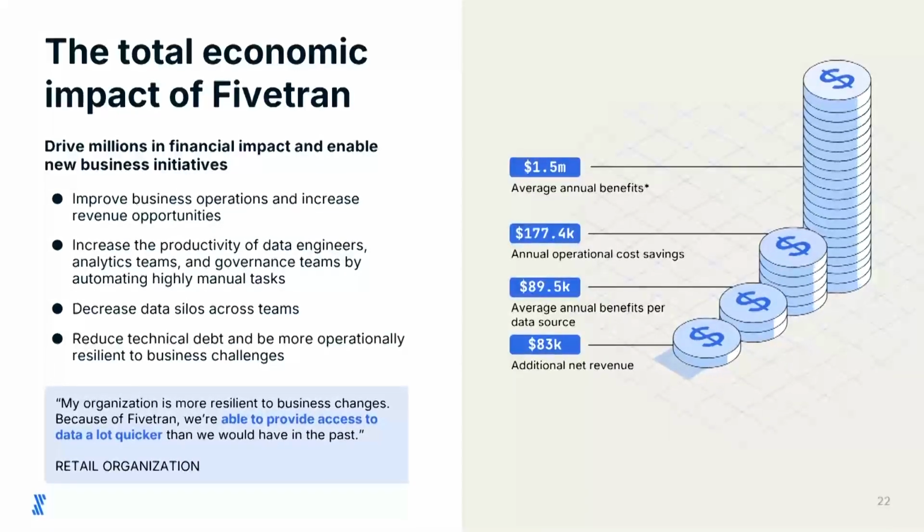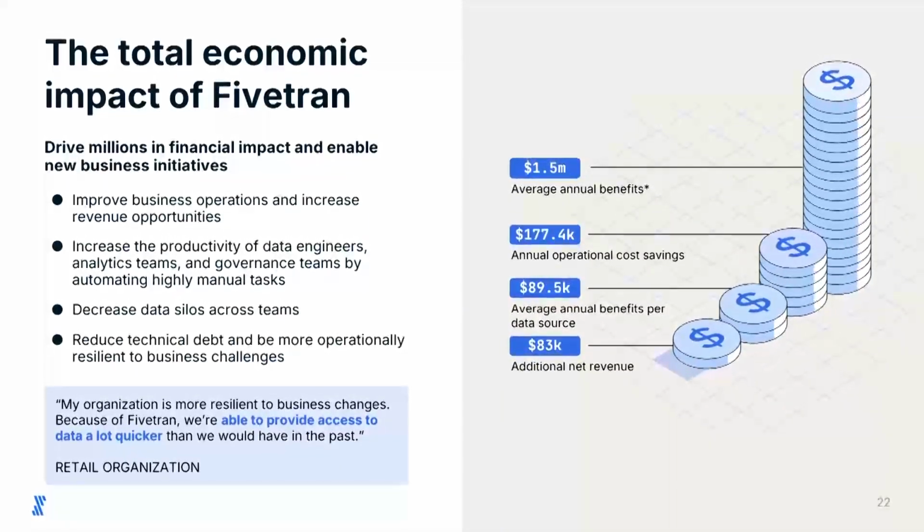And so this is some statistics from one of our retail customers. Some values they found: 1.5 million in average annual benefits. This was from, I think, 2 years ago. And they got that a couple of different ways, right? It was from the operational cost savings.